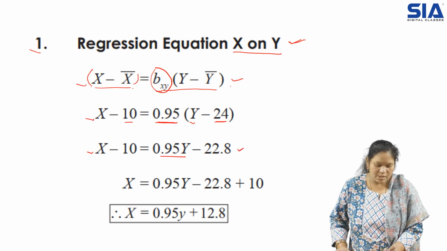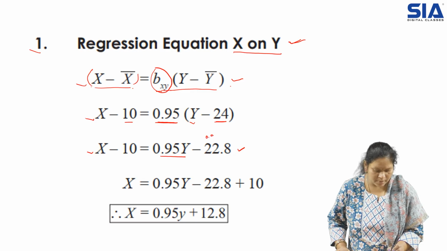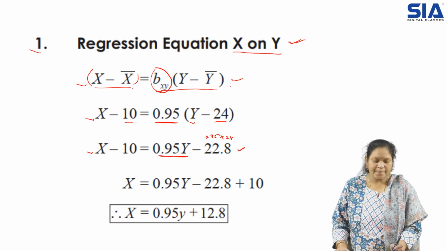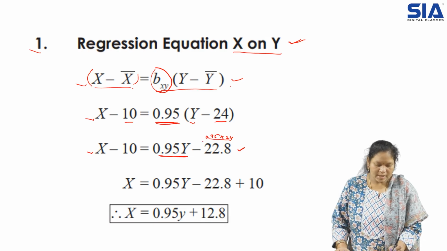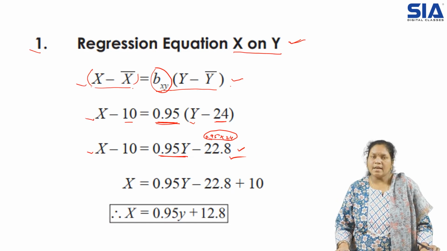So I got the answer as 22.8. So don't get confused here. Simply I have multiplied 0.95 inside the brackets, that is 0.95 into y. I have got 0.95y minus 0.95 into 24, I have got it as 22.8. So like that I have obtained.